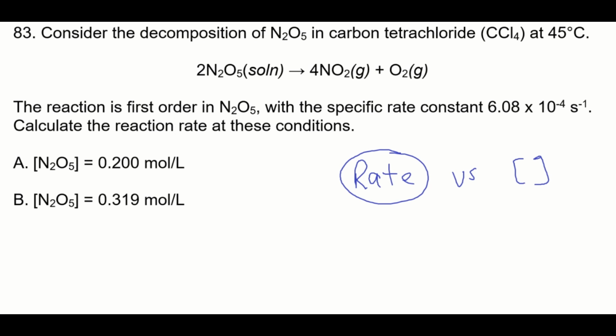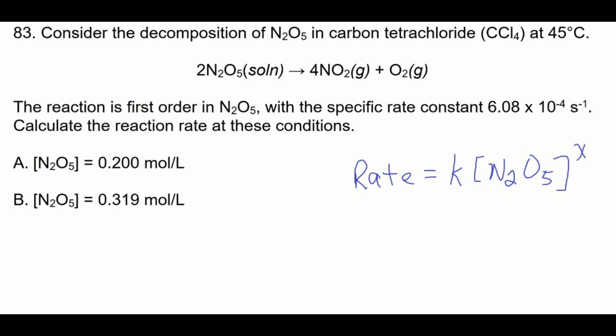So the rate law has this form, where the rate is equal to the rate constant, K, times the concentration of the reactant. In this case, the reactant is dinitrogen tetroxide. And that's raised to some power. We call that the order.